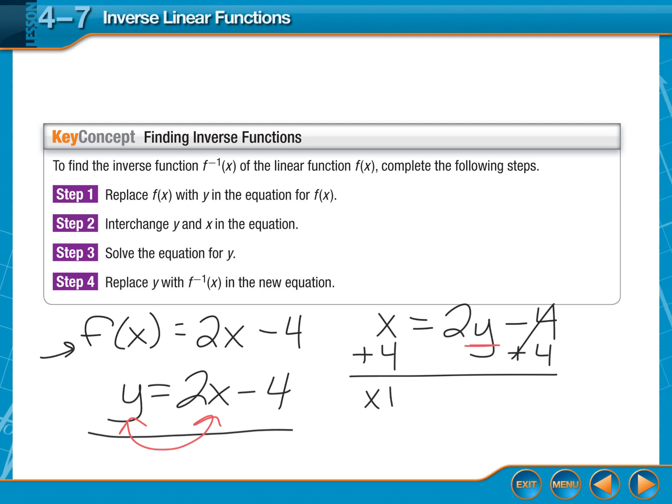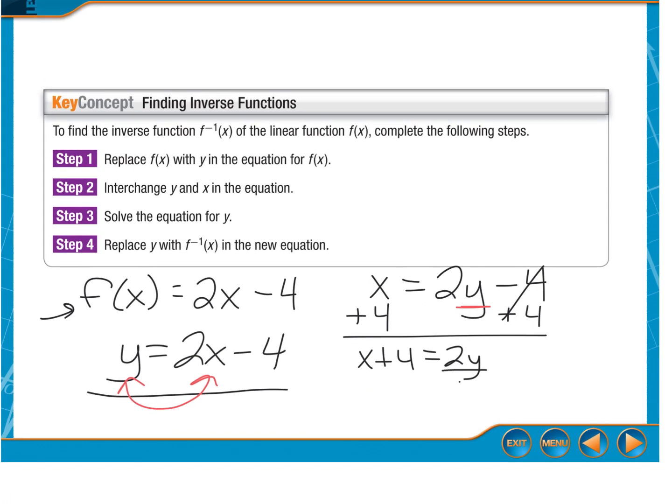So I have x plus 4 equals 2y. What do I do now? Divide by 2 to everything, right? So I have y equals 1/2 x plus 2. That right there is my inverse to my original equation.